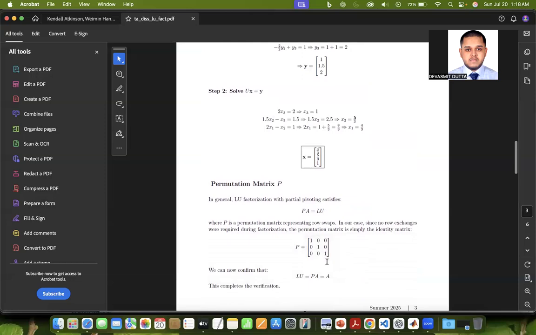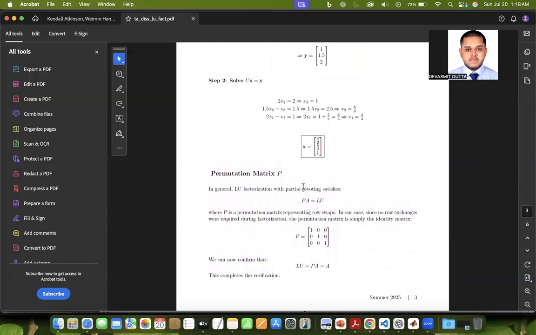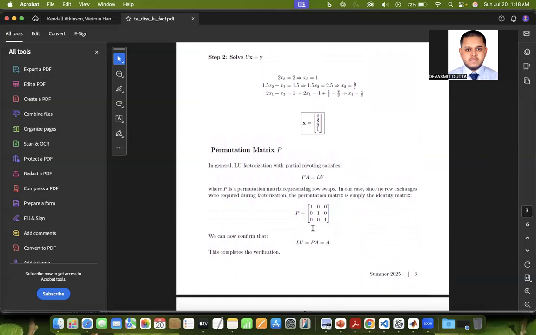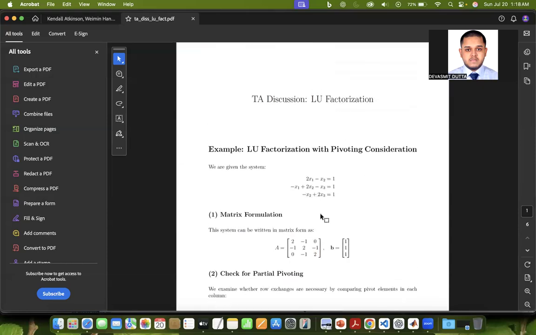I think this makes sense so far, and this is what I say: PA equals LU. In case there are no row exchanges required during factorization, the permutation matrix is simply the identity matrix. So that's why we say that L U equals PA, or A, because P is identity. So this completes this example. I hope it's clear to everyone.